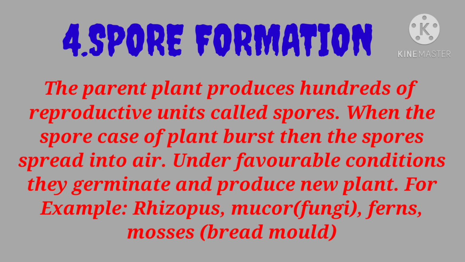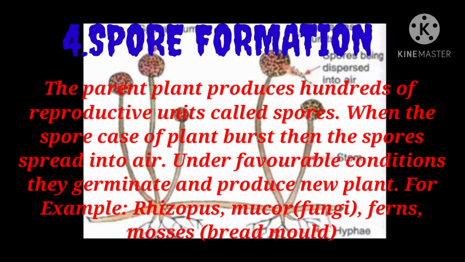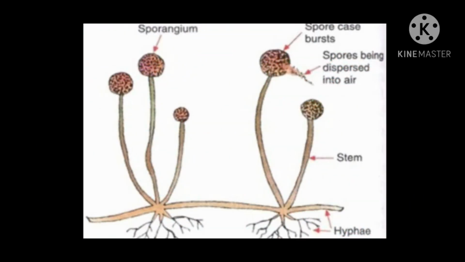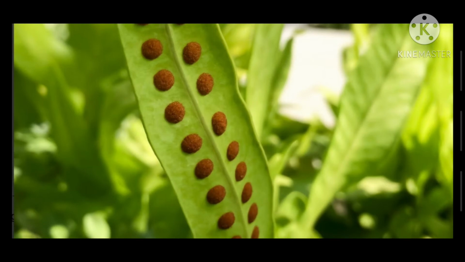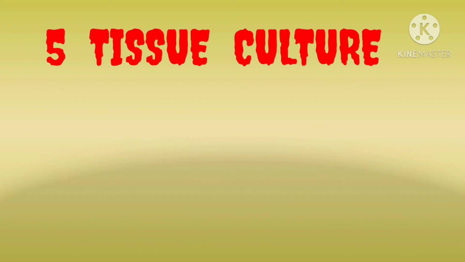Actually what happens in fern and mosses, a special structure is present that is called sori, in which numerous spores are present, and in bread mold they are present inside the sporangium. So it may be clear from the diagram. The diagram of the fungi bread mold, in which the sporangium is present, in which numerous spores are present, and this is the diagram of the fern and mosses, in which sori is present. So this is sori in which numerous spores are present.